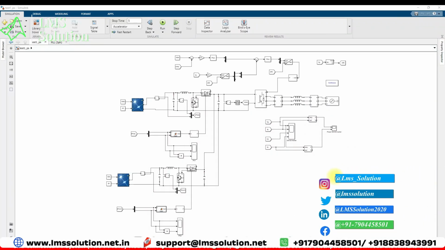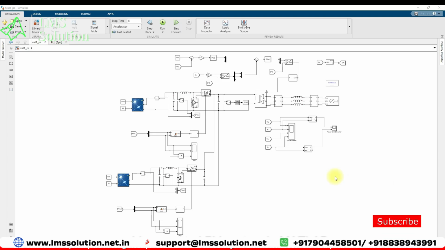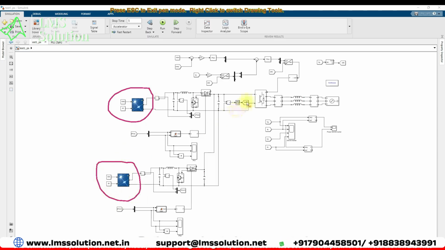Today we are going to see about a grid connected PV system in MATLAB. This grid connected PV system has two PV arrays. This is one PV array, and this is another PV array. Both are going to be connected to the common converter via two boost converters. Each PV array has its own boost converter.